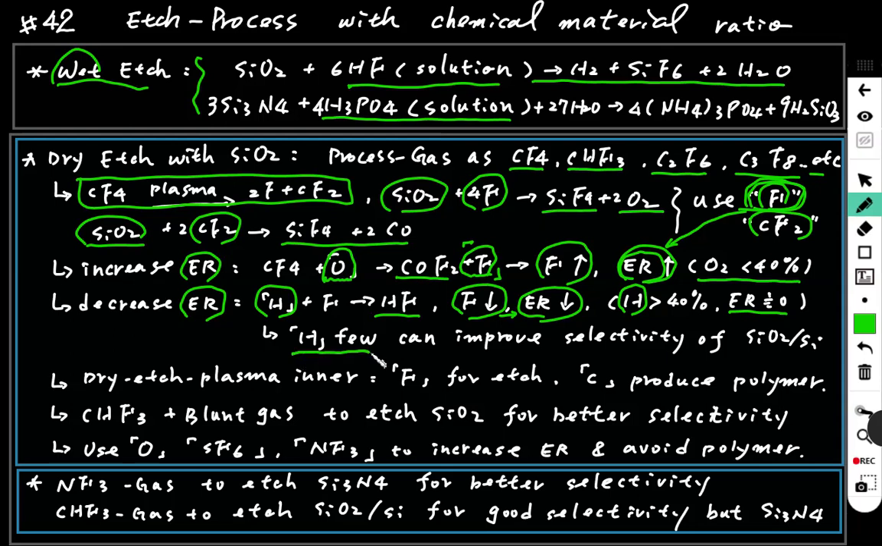And a few H, very few H, can improve selectivity of the silicon oxide and the silicon layer. So if you have two layers exposed to the dry etch, we add some H, a few H, to increase the etch selectivity of silicon oxide and silicon. It's a skill, basic skill.